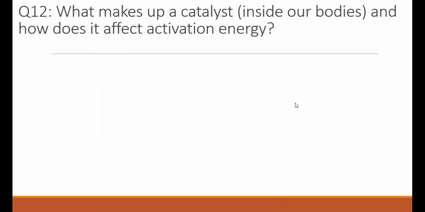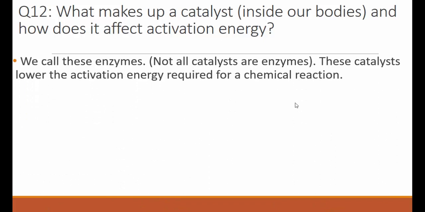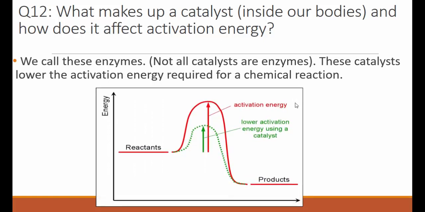Now, what makes up a catalyst? We're talking about the catalyst inside our bodies, and how does it affect activation energy? So we kind of touched on this a little earlier. So we call these catalysts enzymes. Now, not all catalysts are enzymes. These catalysts lower the activation energy required for a chemical reaction, and therefore they're going to speed it up. So if I look at this graph right here, this is how much activation energy I need. That's a lot of energy. By using a catalyst, I can lower the activation energy. I don't need as much.